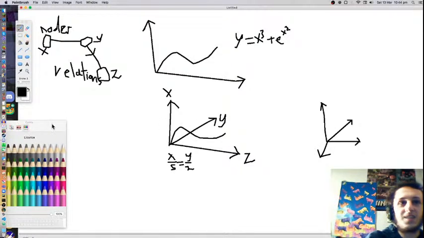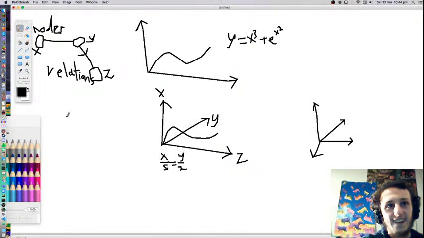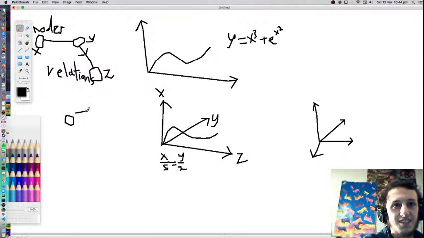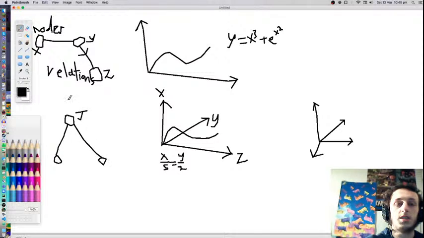Let's model this situation right now, because that'll be funny. All right, we're going to give this node a J for me and Josh. And that's me and you. And these we're going to give bidirectional relations here, because I can talk to you and you can also talk to me.